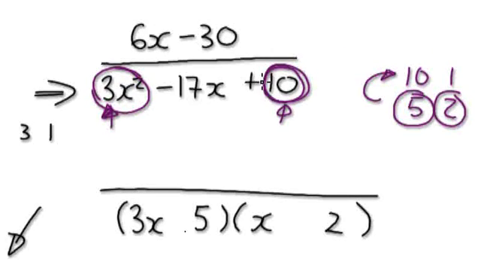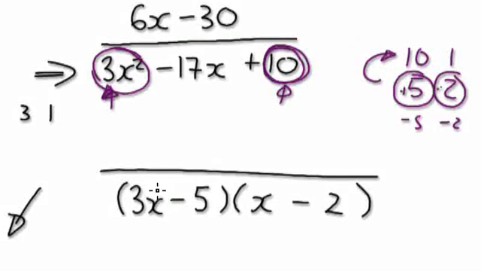I've got to create a positive 10x, so either it's going to be a positive 5 and a positive 2, or a negative 5 and a negative 2. Well, I've got to create minus 17x, so I'm just going to guess a minus and a minus. If that doesn't work, then we can switch it to a plus and a plus. Anyway, let's just check it out.